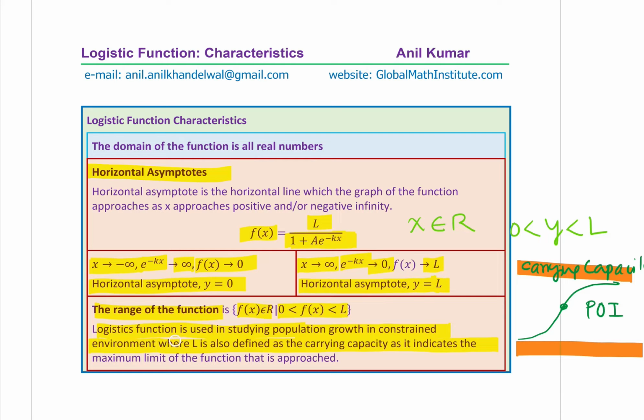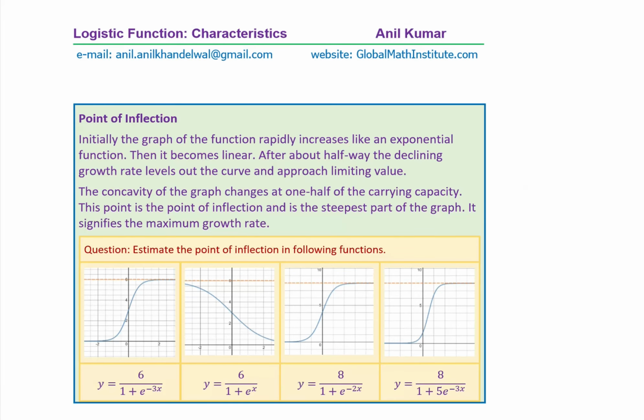So the logistic function is used in studying population growth in a constrained environment where L is also defined as the carrying capacity, as it indicates the maximum limit of the function that is approached. Is that clear to you? Right? So that is the maximum limit of the function. So now we understand that the domain is all real numbers. However, the range is limited between 0 and L. Now, let's talk about the point of inflection in more detail.